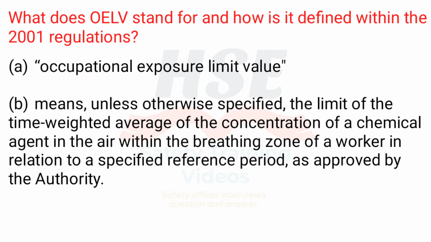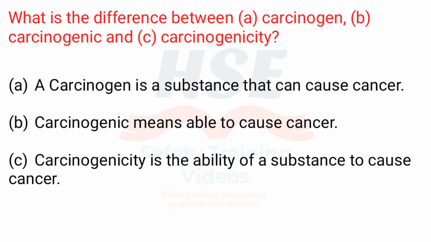What does ELV stand for and how is it defined within the 2001 regulations? A. Occupational exposure limit value. B. Means, unless otherwise specified, the limit of the time weighted average of the concentration of a chemical agent in the air within the breathing zone of the worker in relation to a specified reference period, as approved by the authority. What is the difference between A. Carcinogen, B.